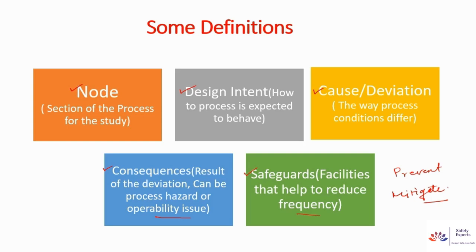So if you have a very high flow situation and you have an ESD valve to close in case of the high flow, that is a prevention. So that is a safeguard. And if the prevention fails, if somehow there is a loss of containment, and at that time you have gas detectors to alarm the operator, that will reduce the consequence by mitigating it. So these are different types of safeguards that are used in the process industry.